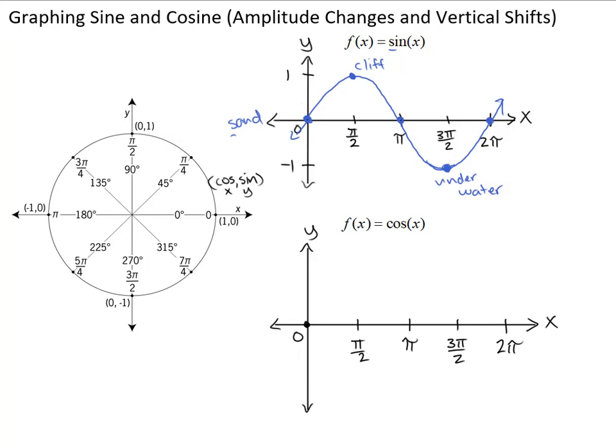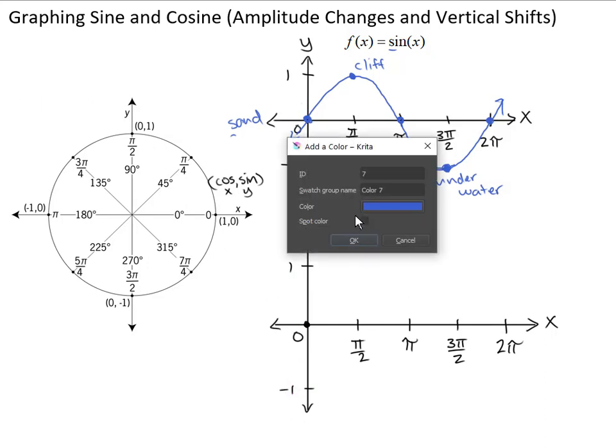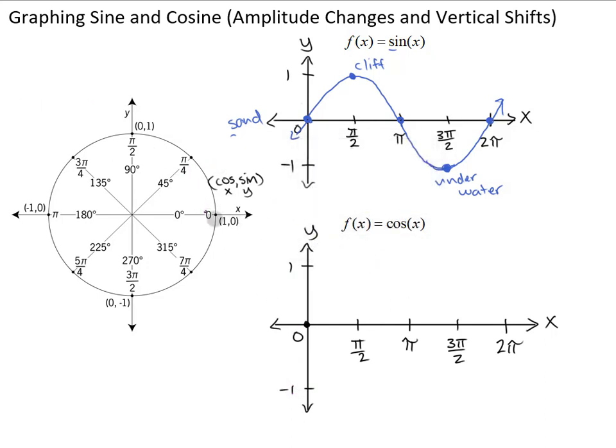But now we're graphing the x-coordinate of each of these values. So at 0 radians, the x-coordinate is 1. Oh, and don't forget, just like sine, cosine does have a maximum of 1 and a minimum of -1. Okay, so we're going to start at +1.